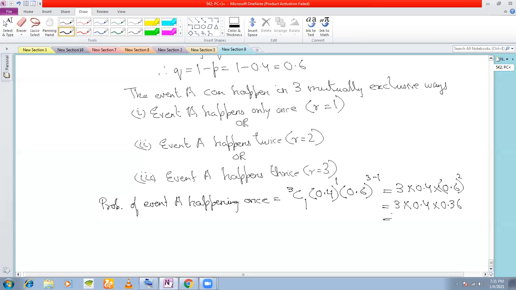How much? So 3 into 0.4 into 0.36 is 0.432, right? Okay, Govinda is not there.